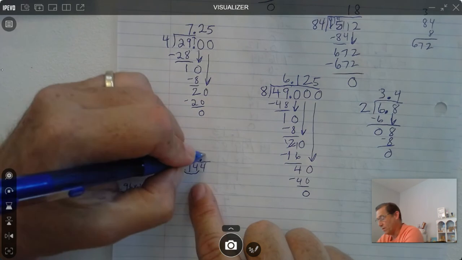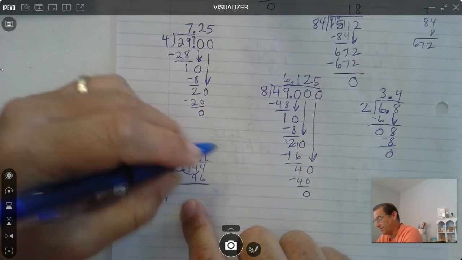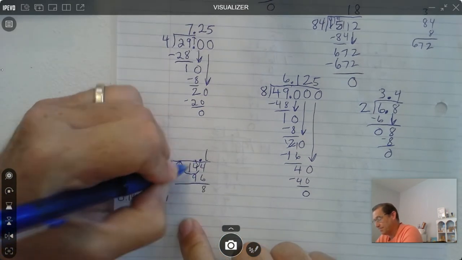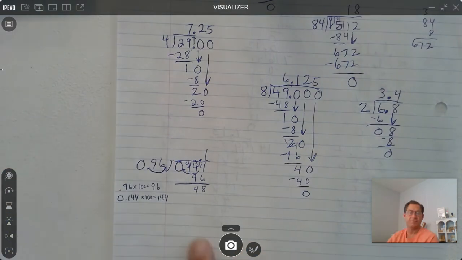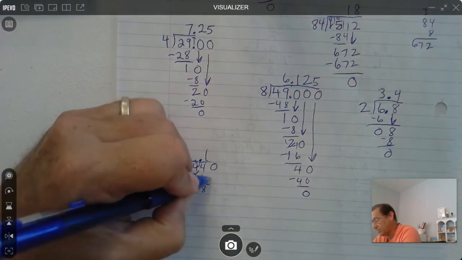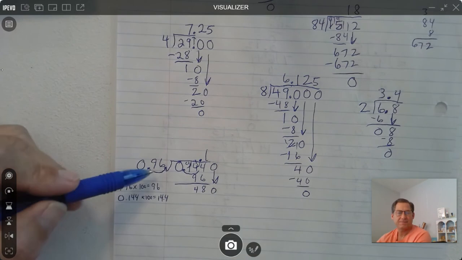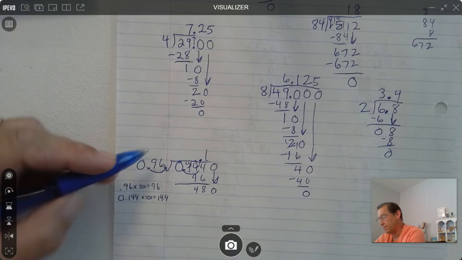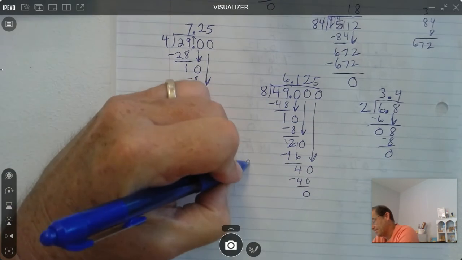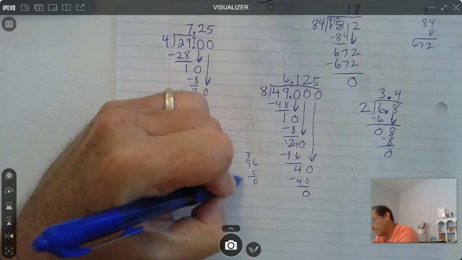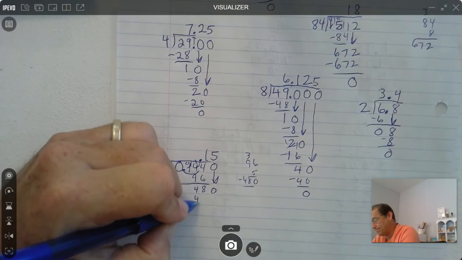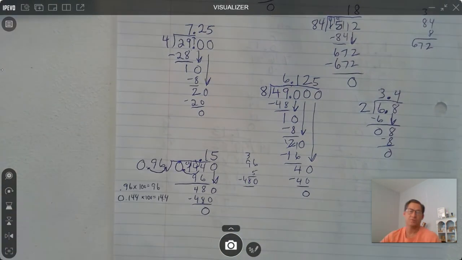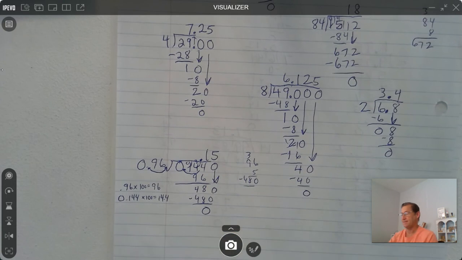I could probably only get 1 from 144. So we get a remainder of 48. Let's add a 0. 5 times 6 is 30, and 5 times 9 is 45, so this is probably 5. Yep. Okay, so that terminates. It's 15 hundredths.